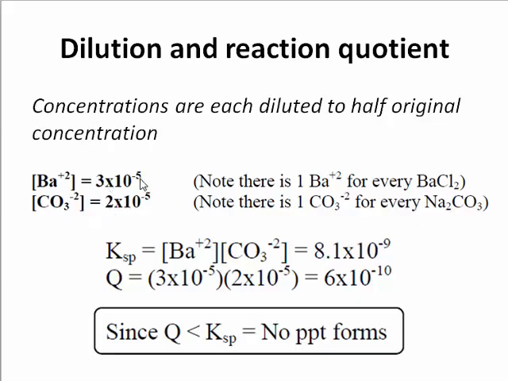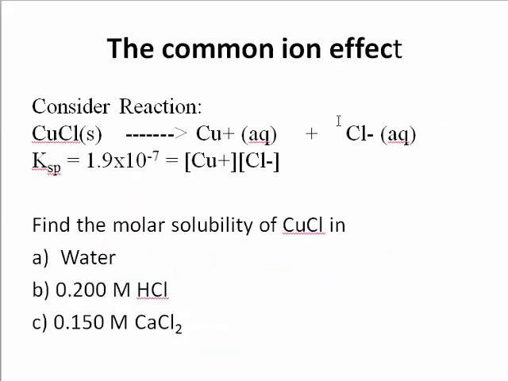KSP is 8.1 times 10 to the negative 9, as given previously. Q is 3 times 10 to the negative 5 times 2 times 10 to the negative 5, or 6 times 10 to the negative 10. Since Q is less than K, no precipitate forms in this case. All right.